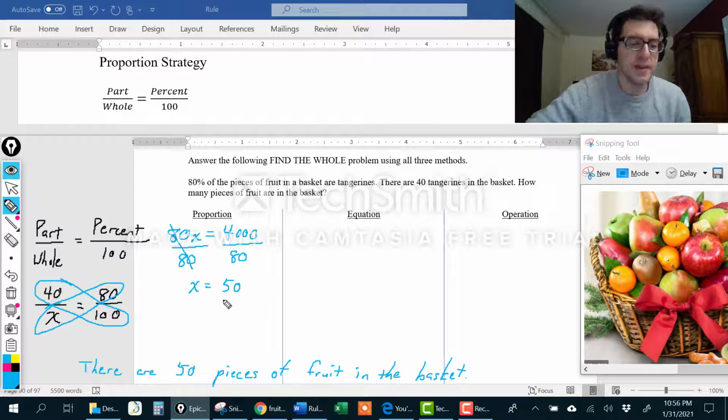Okay, and keep in mind that is just 50. We were looking for the number of tangerines. We were not looking for the percent here. We already had the percent, which was 80%. So don't say 50% here as the answer. It's just 50 for this problem. Now let's do the equation strategy.